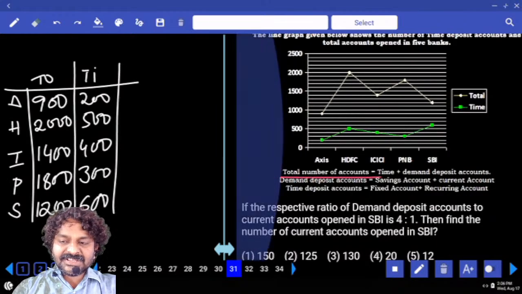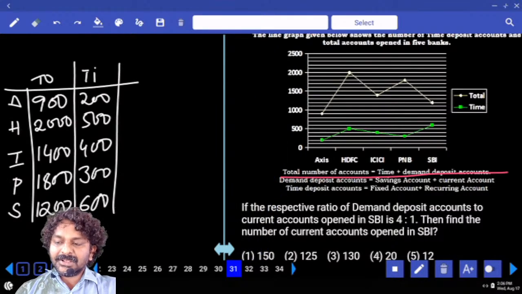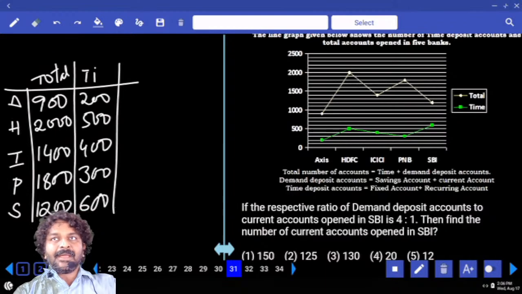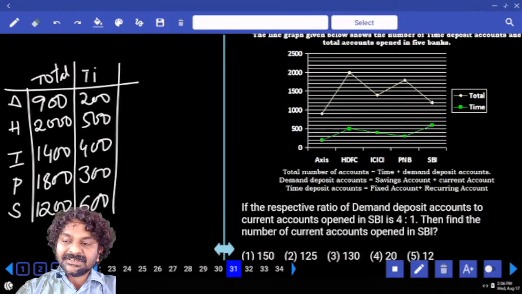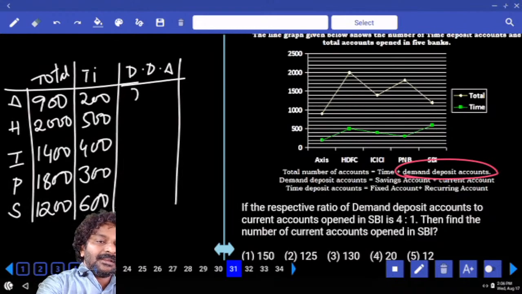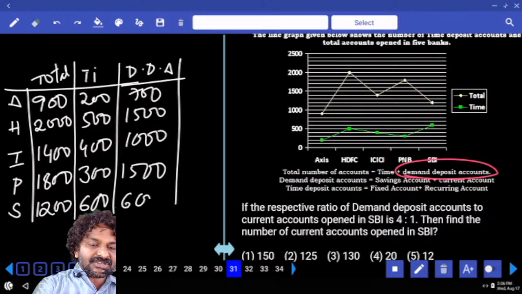Now, total number of accounts is equal to time plus demand deposit account. We already have total accounts and then time accounts. Then the difference will give us demand deposit, correct? Demand deposit accounts. So let's find out how much is here: 700, 1500, 1000, 1500, 600.